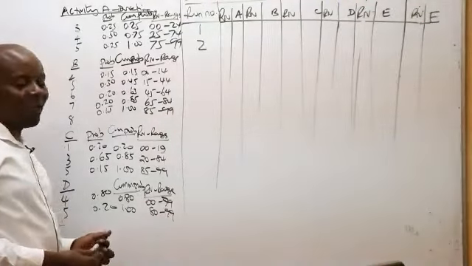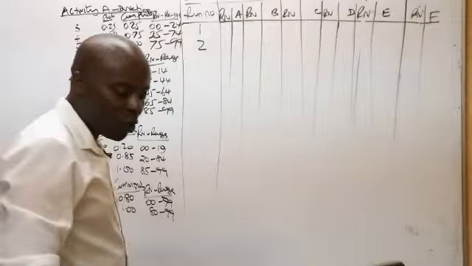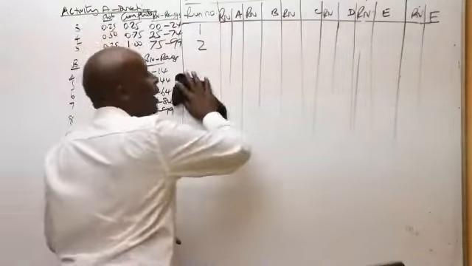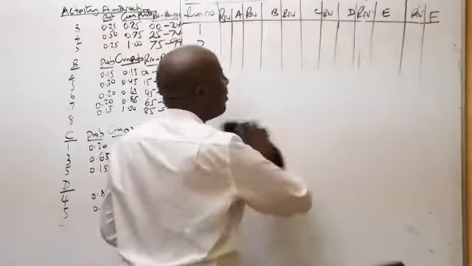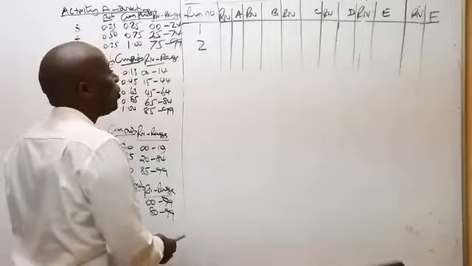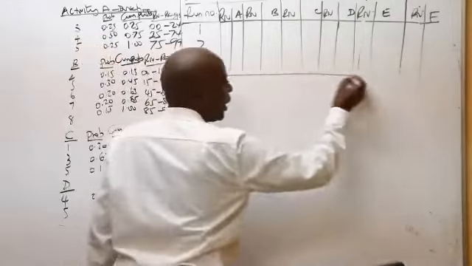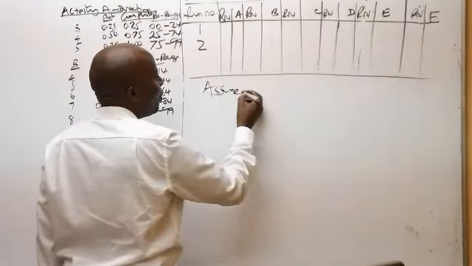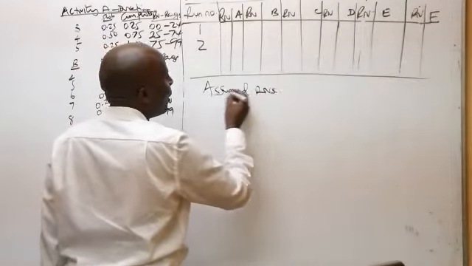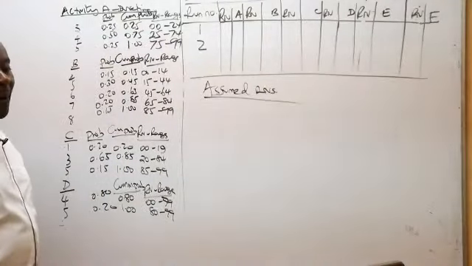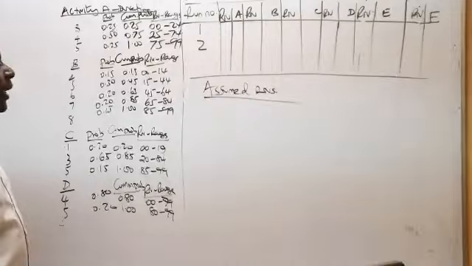And unfortunately, this examiner, for whatever reason, forgot to give us the random numbers. So what a good student will do in that kind of scenario is not to cry. You'll simply come and say assumed random numbers. So come and assume them.